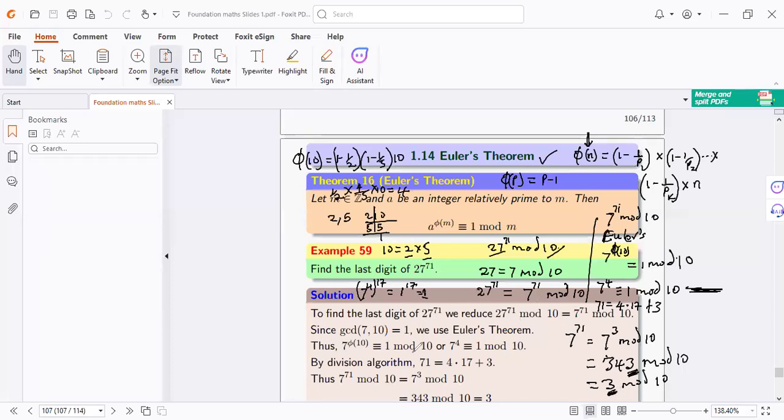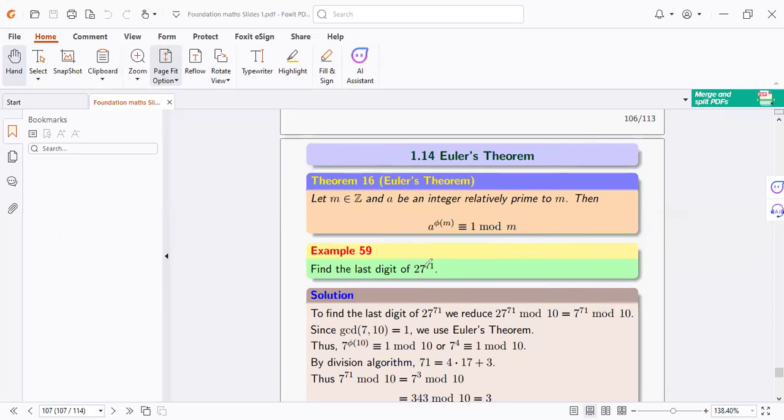So what that means is that if you were to multiply 7 by itself 71 times, you will find that the last digit will be 3. That's what it means, and you can see the method we've used. So you multiply 71 times and the last digit will be 3.